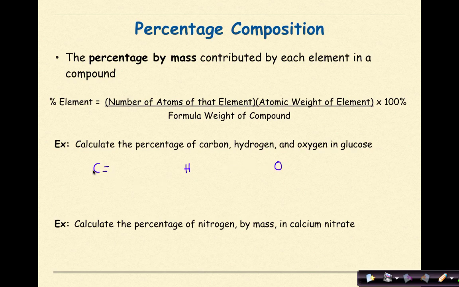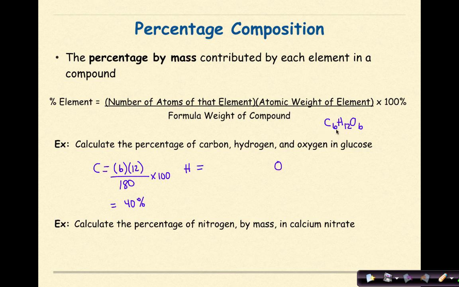So for carbon, I know that glucose has a formula of C6H12O6. So there are 6 carbon atoms in 1 molecule of glucose. The atomic mass of carbon is 12. And I just happen to know off the top of my head that the gram formula mass for this compound is 180. So again, that's the number of carbons, the atomic mass of an individual carbon divided by the total mass times 100. And when I work this out, I get roughly 40%. So 40% carbon.